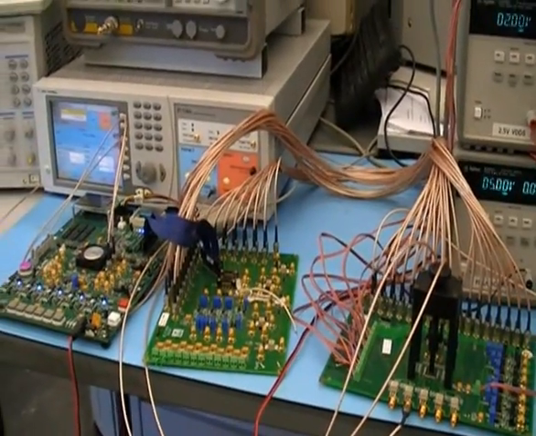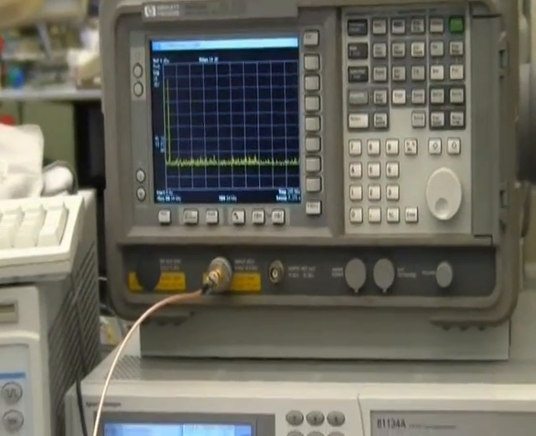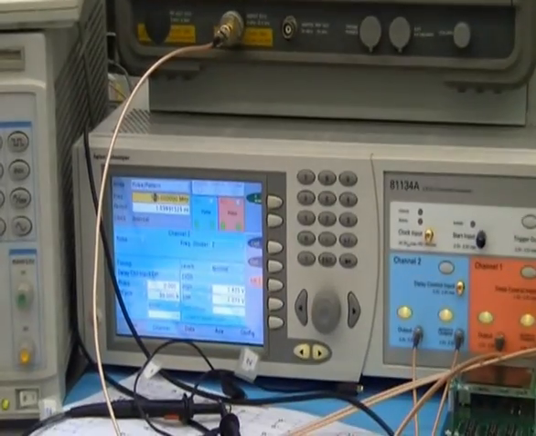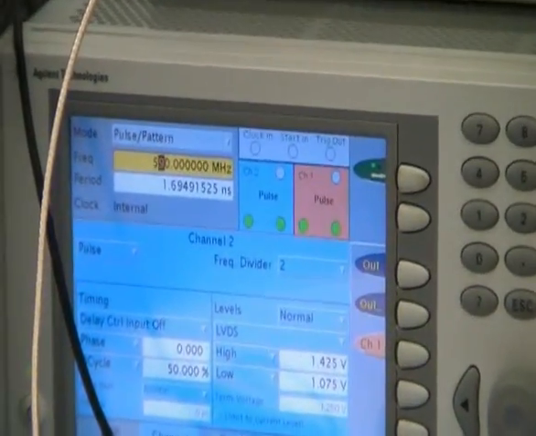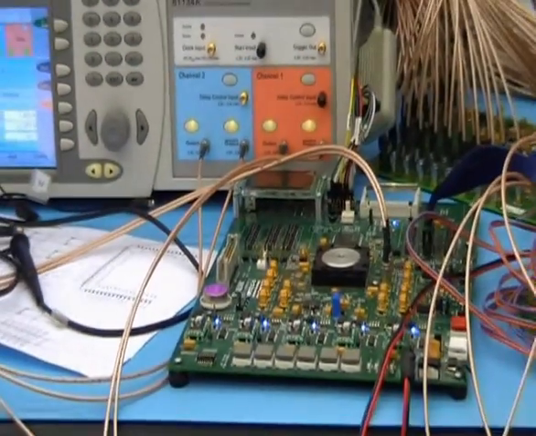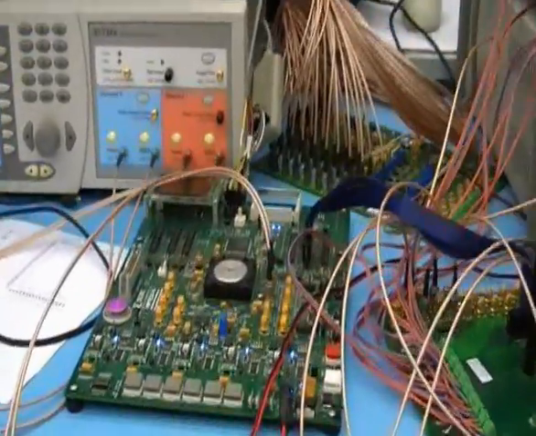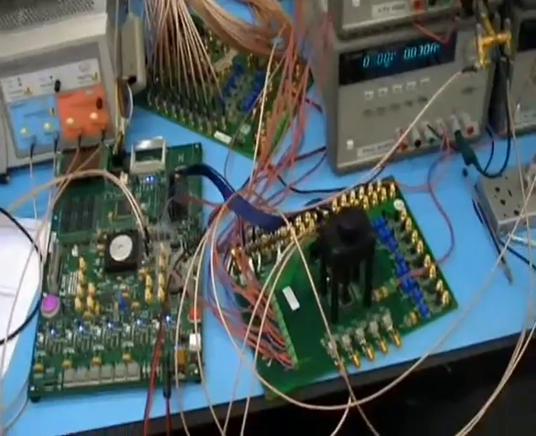For a sine wave signal, what is the maximum speed you can achieve? 590 megasamples per second. And to achieve this, you have connected the board directly.